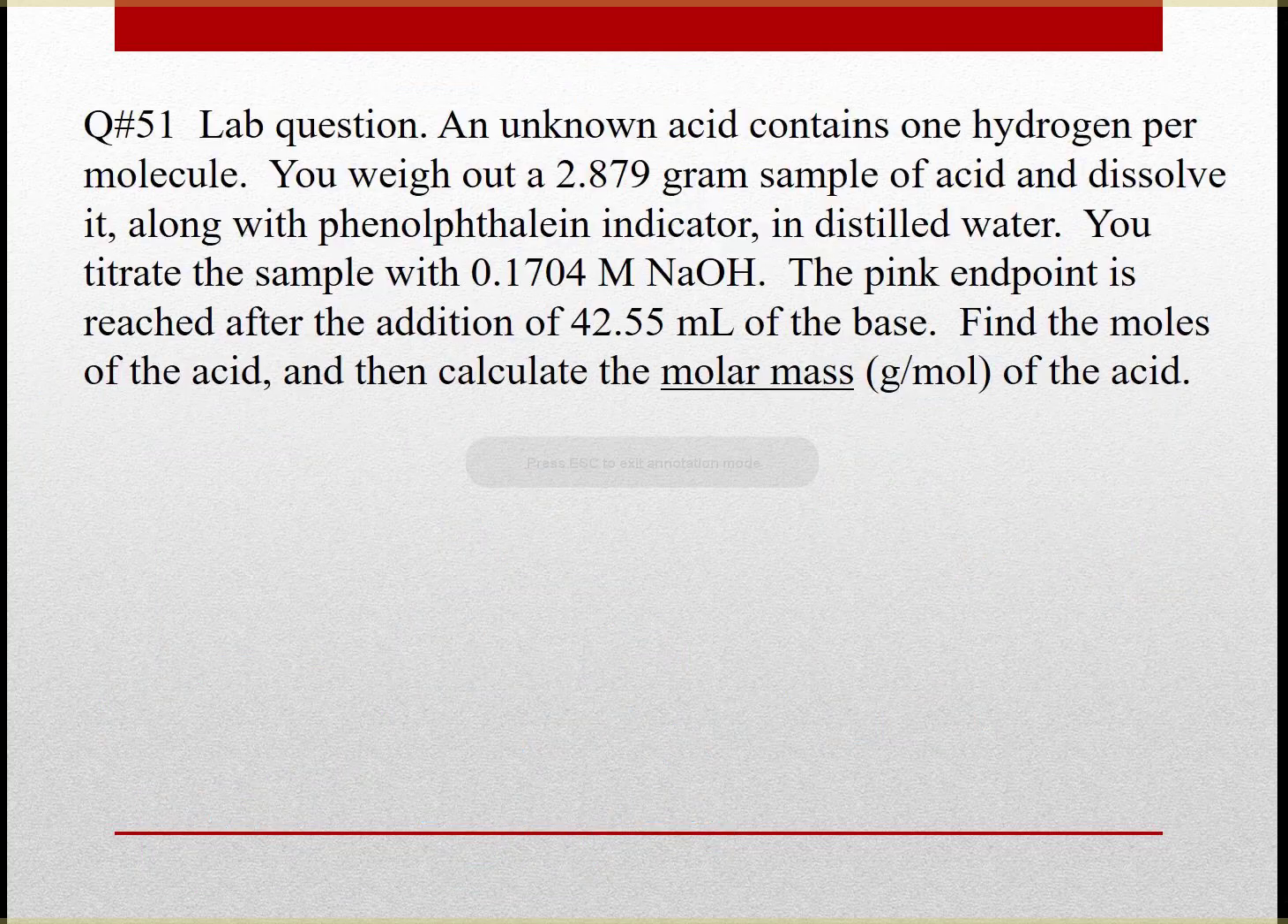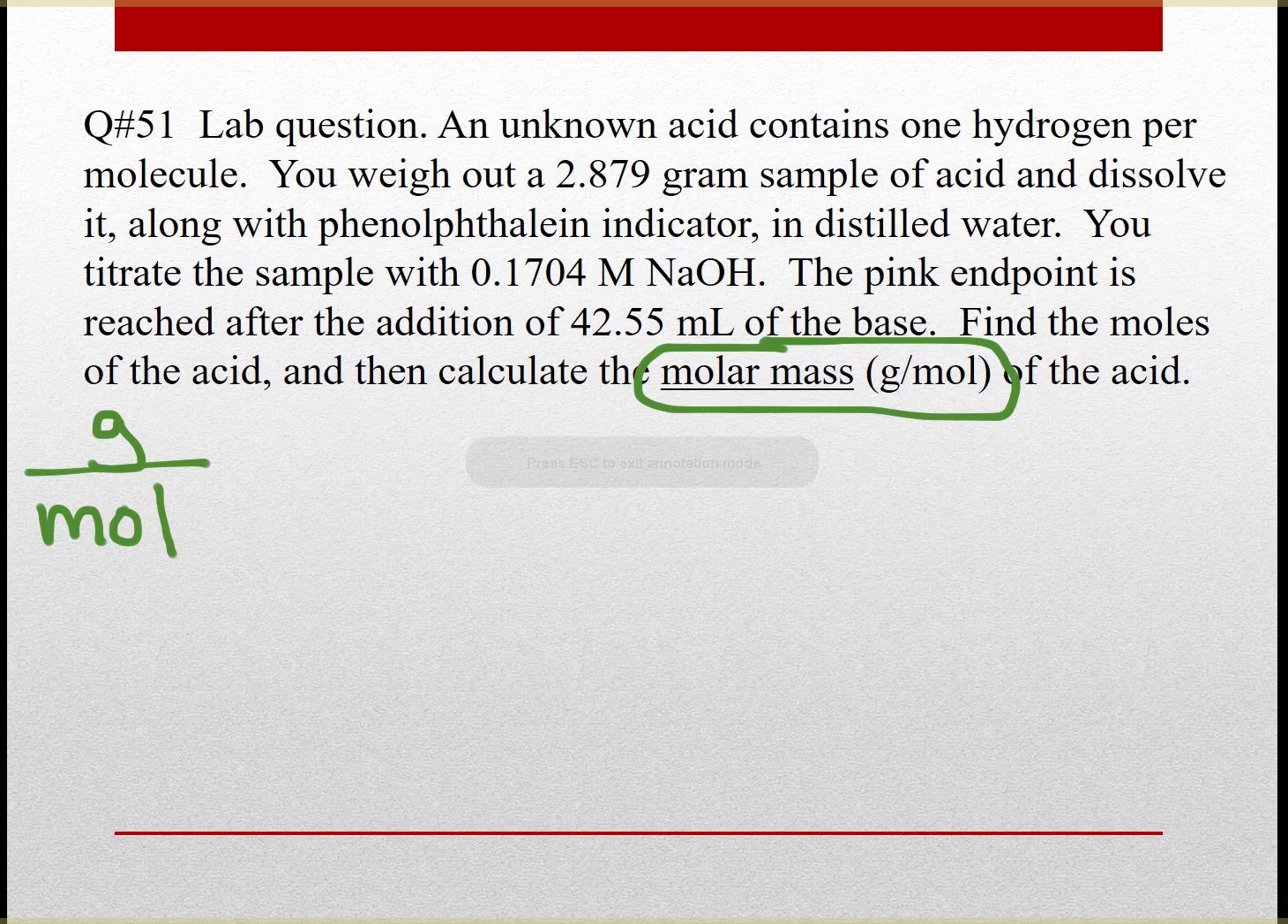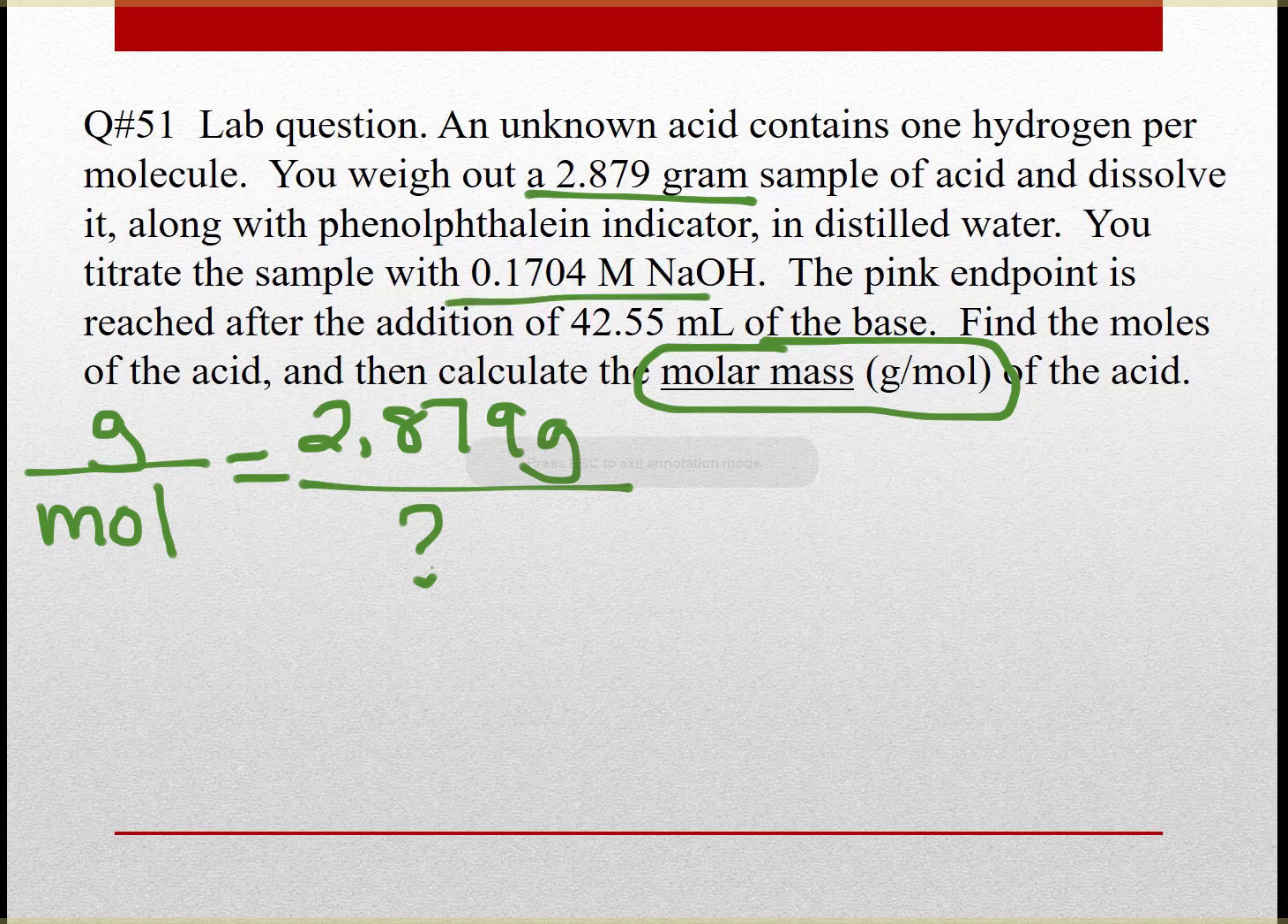So first of all, your formula right here wants us to find the molar mass. So that's grams per mole. And in the problem, it does give us how many grams there are. But we do not know the moles. So we need to figure out how many moles there are. Let's look at what information they give us. We have our molarity and our milliliters.